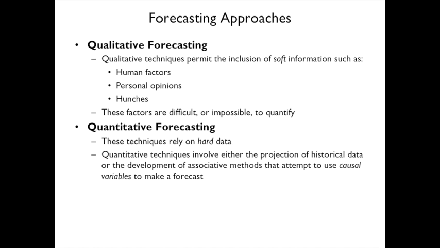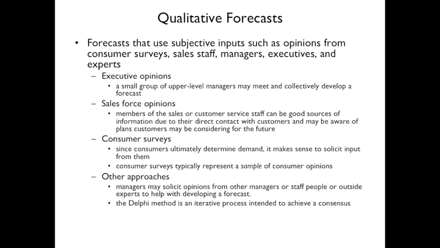The second is quantitative forecasting, and these rely on hard data. You use actual historical data, you come up with some causal variables to make the forecast, and then you make a numeric, or quantitative, forecast. Qualitative forecasts use subjective inputs such as opinions from customer surveys, sales staff, managers, executives, and experts.